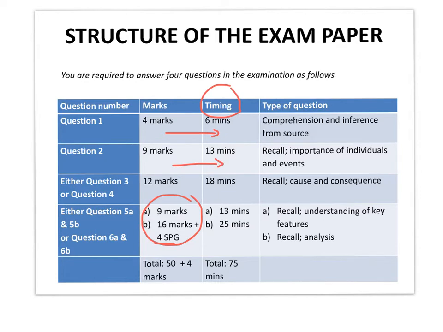Question 1 is the very straightforward setup question where you're given a source and you're asked what you can learn from the source. It's very different from the rest of the paper, in the sense that you're not really required to use your own knowledge as such in question 1, whereas questions 2, 3, 4, 5 and 6 are completely about your knowledge. In the time you've got available, you've got to show how much you know. We'll do a lot of work on looking at past questions in the revision sessions. So that's the structure of the exam paper.